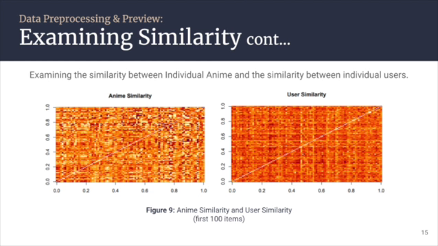Now, let's examine the similarity between individual anime and the similarity between individual users. We see that the anime similarity have lighter colors than the user similarity does. This signals to us that the anime have less in common than the users do. The anime similarity image has greater deviations in color than the user one, which suggests that there are higher levels of differentiation between individual anime. Of course, this is only for the first 100 items, so it might not paint the full picture for the full dataset.